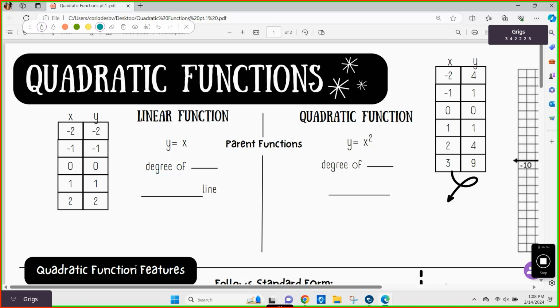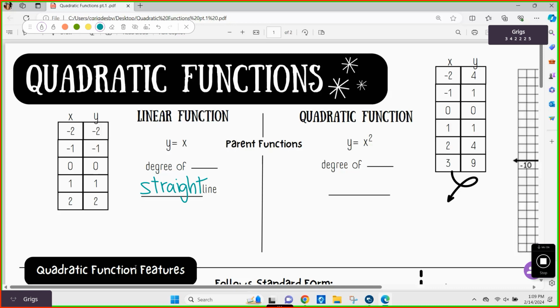Okay, so let's go. A linear function. We have only dealt with linear functions last year in 7th grade and this year up until this point. What does linear make you think of? Line. Straight line. So we have dealt with linear functions, linear functions being straight lines.